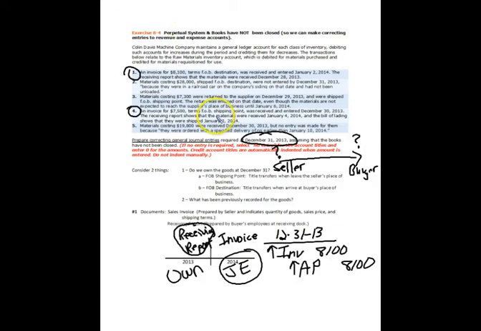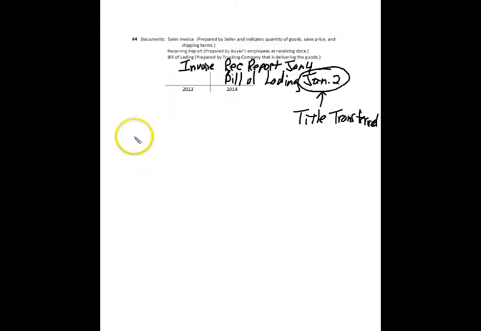Okay, so have we recorded anything? Well, it looks like we did. We made a journal entry on December 30th. Well, what would that entry have been? Well, again, we probably debited inventory and credited accounts payable for the $7,500. So that was our original entry.